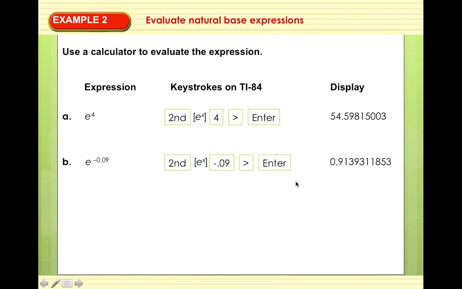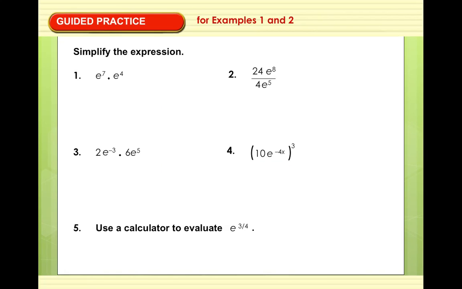Okay? Alright, so let's try a few here on your own now. Go ahead and pause the video for a moment while you work these out. For the first 4, you should be doing these without a calculator and just use simplification rules and exponent properties. But for number 5, go ahead and use whatever calculator you have access to see if you can get an answer to e to the 3/4 power. Then you can come back when you're ready to check.